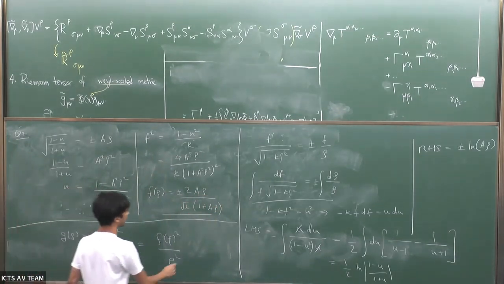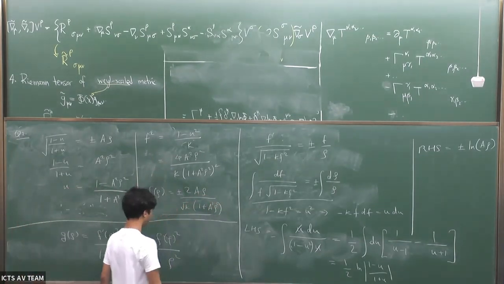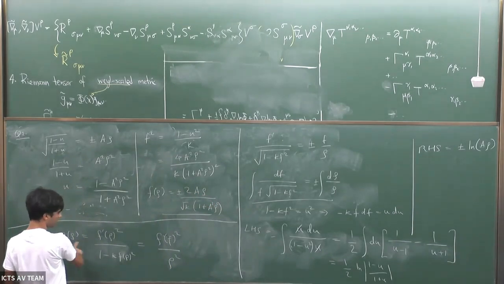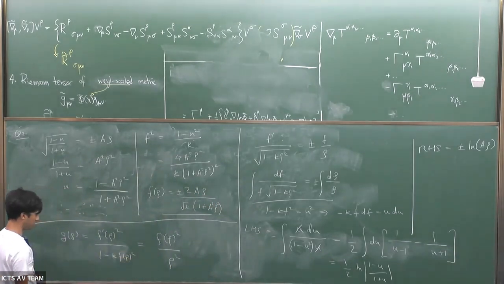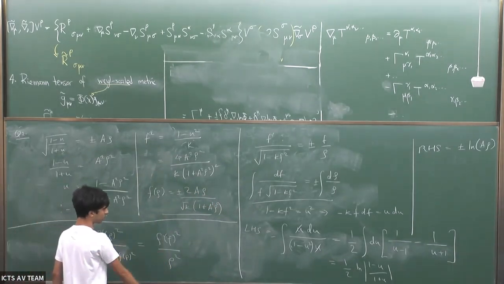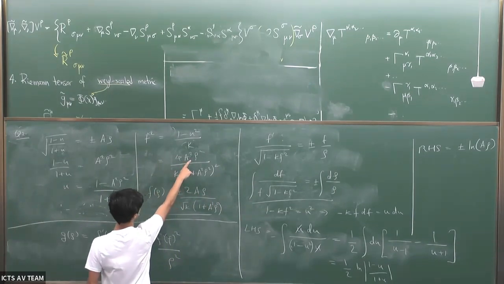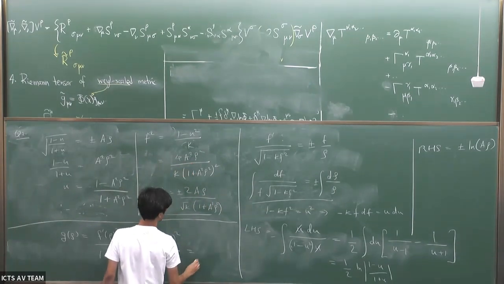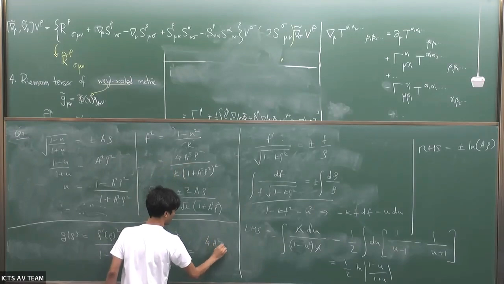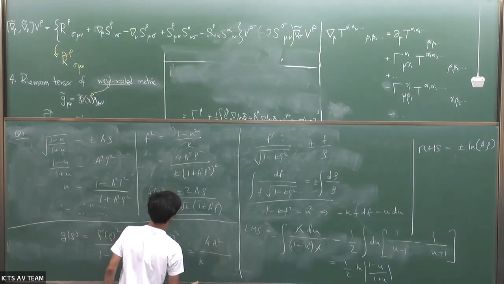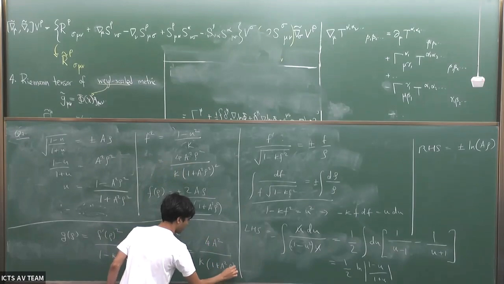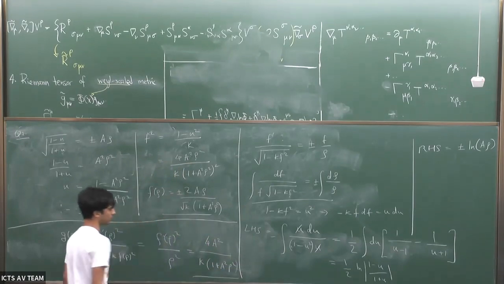So f(ρ) becomes plus or minus 2aρ over the square root of k, divided by 1 plus a²ρ². Yeah, sorry, a squared. And g was f(ρ)² over ρ². So this is f(ρ)² just divided by ρ², so you get 4a² over k, divided by (1 + a²ρ²) squared. This is your answer.